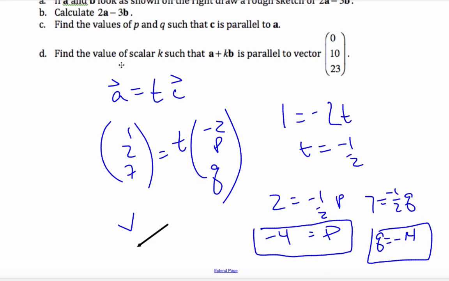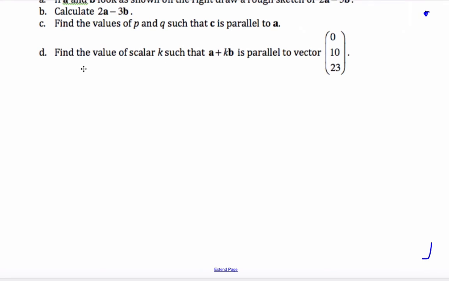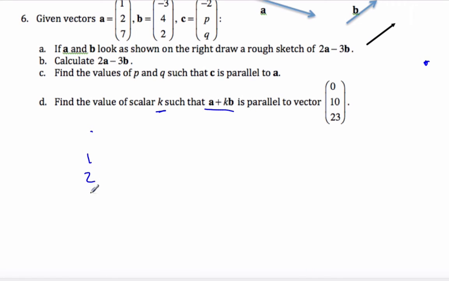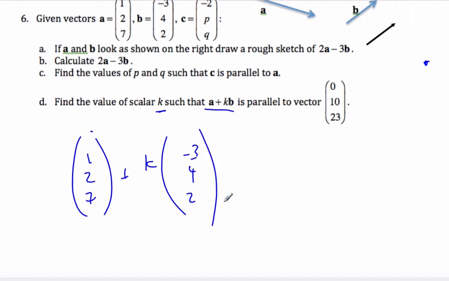And then finally it says, find a value of scalar k such that this is parallel to this vector. Well, let's do that. Okay, so now in part D, we want to find a value of scalar k so that a plus kb is parallel to this vector. So that means when I take vector a, (1, 2, 7), plus k of (-3, 4, 2), this has to equal some scalar multiple of this.